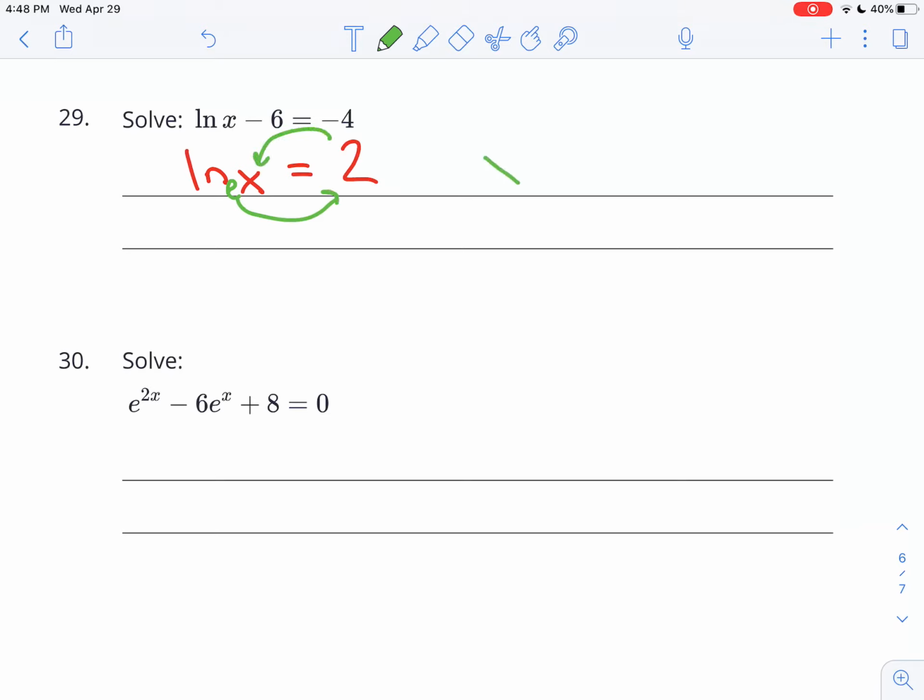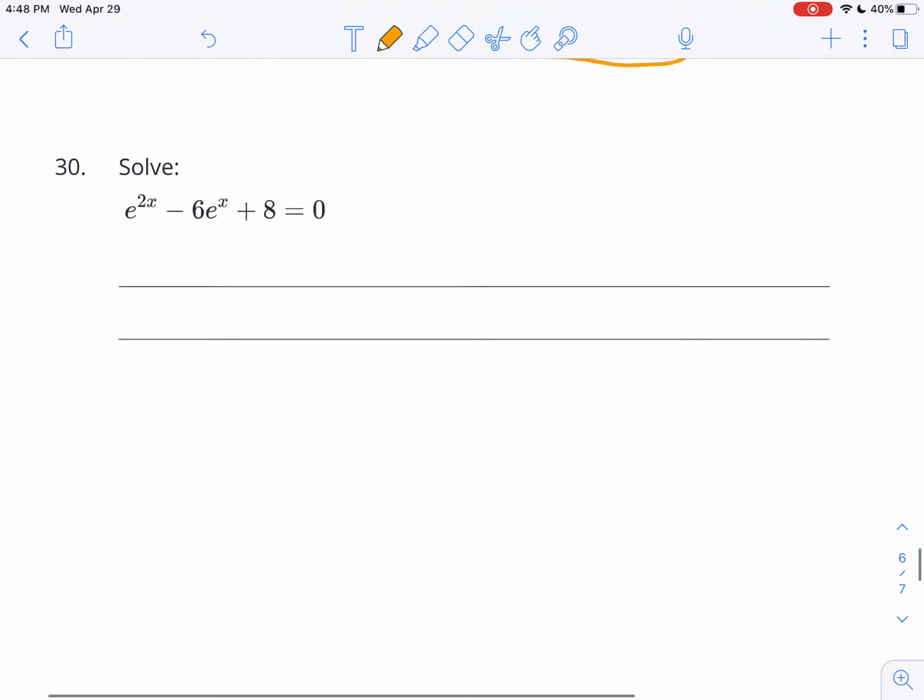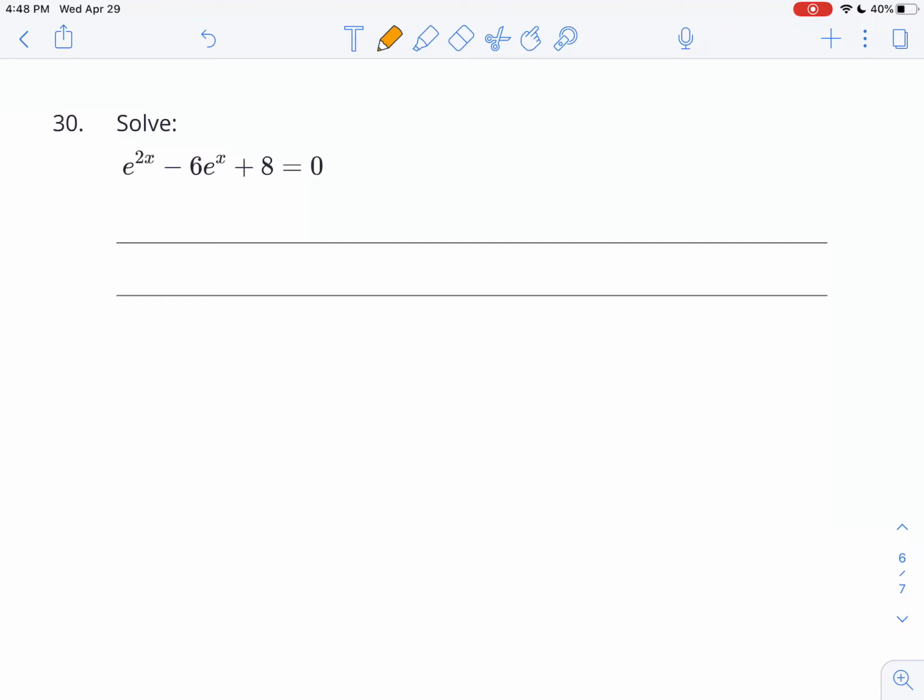So now I'll just go over here. So e to the second equals x. So you could stop there, or if you like the decimal approximation better, you should be able to get 7.389. All right, last problem here. This was one of the more challenging things that we did in Chapter 3. We're going to go ahead and factor it.